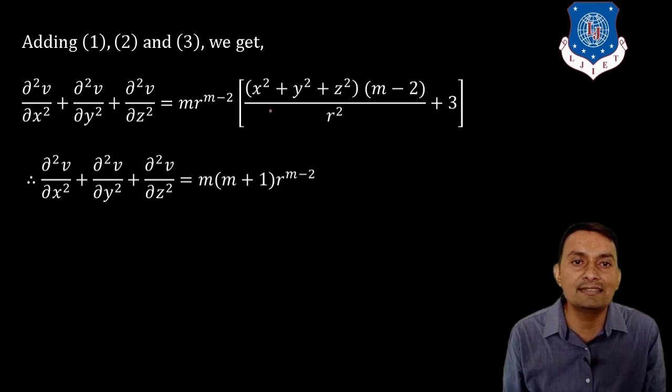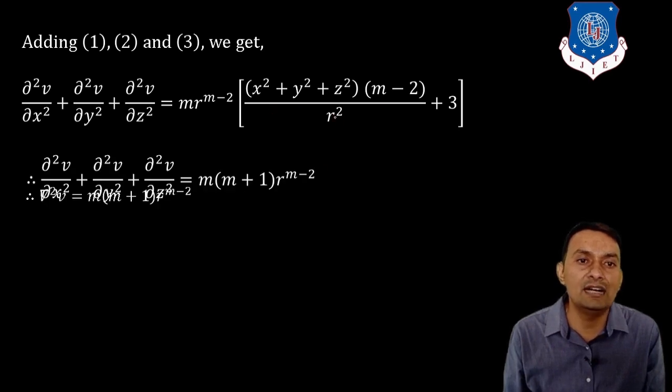But this is what exactly with r square. But r square is there, so it will cancel out, and you will get m into r raised to m minus 2, and this is m minus 2 plus 3, and that is going to be m plus 1, and that will be your final answer.